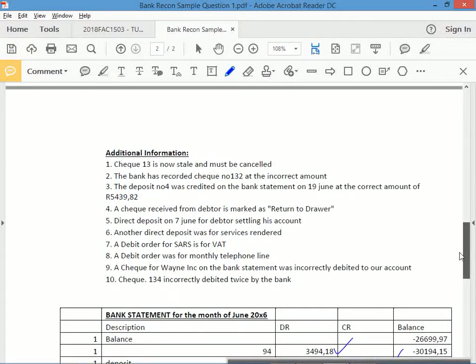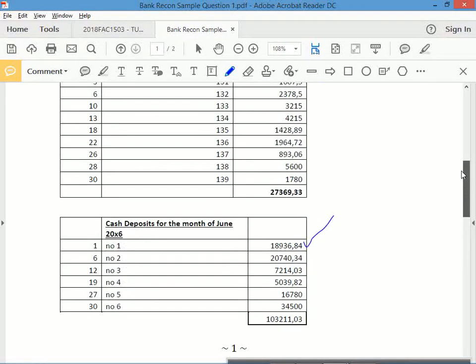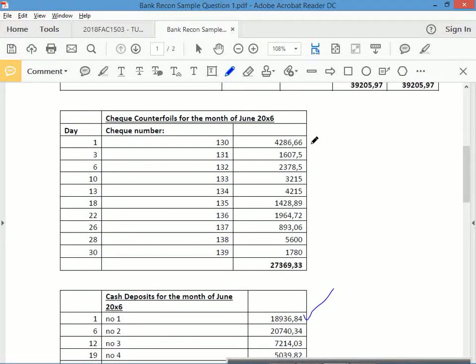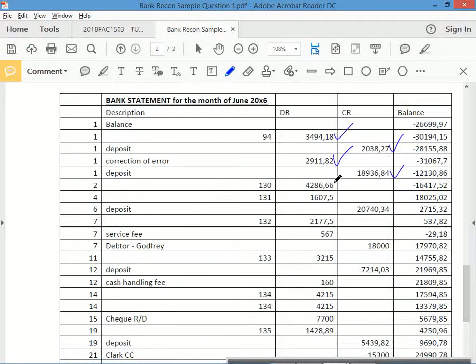Let's carry on. Let's look at the next one. What is the next one? Representing a payment. Payment 4286.66. Is there a payment in our books of that amount? There we go. Same amount, same figure. Tick that amount. Our books and the bank's books are correct.